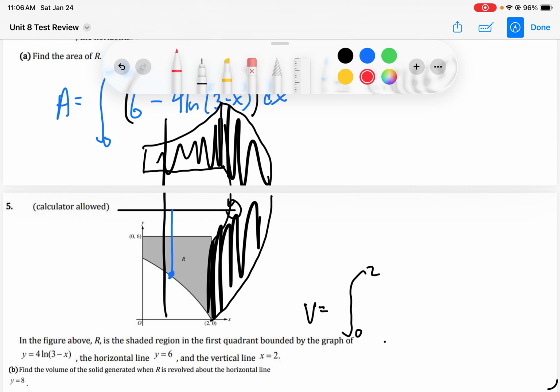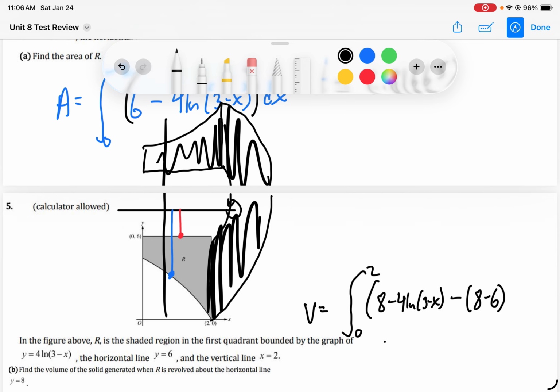And then little r is the void. It's the distance from the axis of revolution to the edge where there would be nothing. So big R, we would call that the distance from the blue distance. If I want to find the distance between 2 points, it is always top function, which is 8, minus bottom function, which is 4 natural log of 3 minus x. Then I say minus little r. The distance between 8 and 6 is 2, but I can still write it as 8 minus 6, and that would give me the 2.